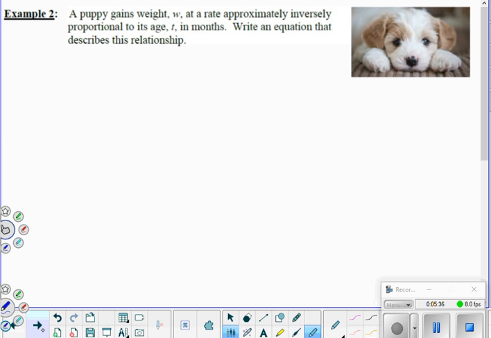Number 2, a puppy gains weight. Oh, look at a cute puppy. A puppy gains weight W at a rate approximately inversely proportional to its age T in months. Write an equation that describes this relationship. So the weight W at a rate inversely proportional to the age T.